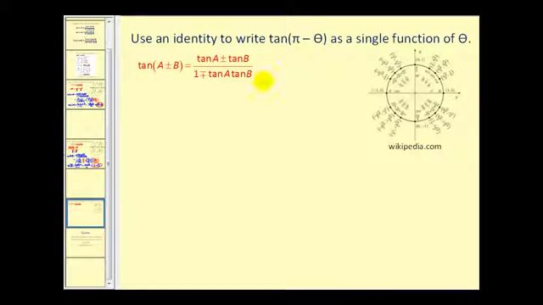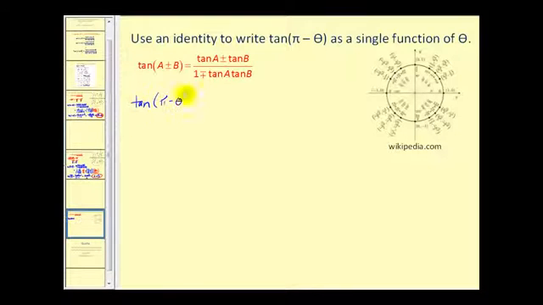Use an identity to write tangent pi minus theta as a single function of theta. So let's see what happens when we apply this identity for tangent pi minus theta. Our numerator would be tangent pi minus tangent theta, and our denominator would be 1 plus tangent pi times tangent theta.